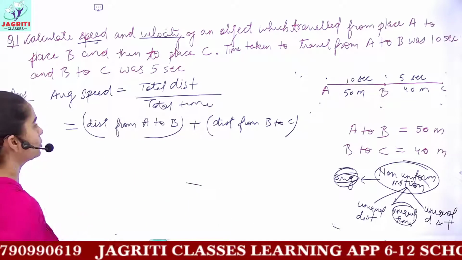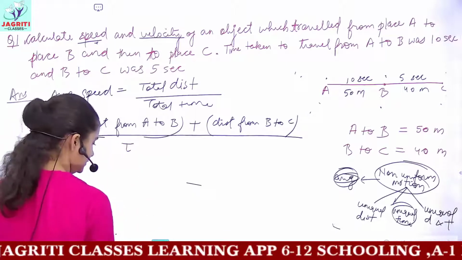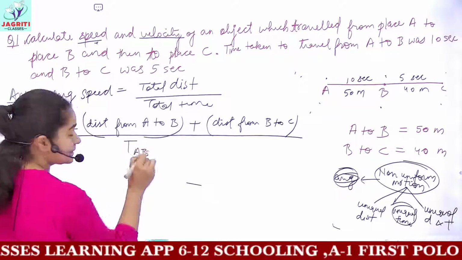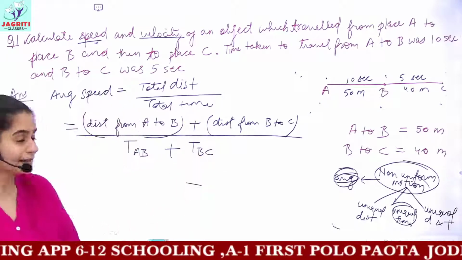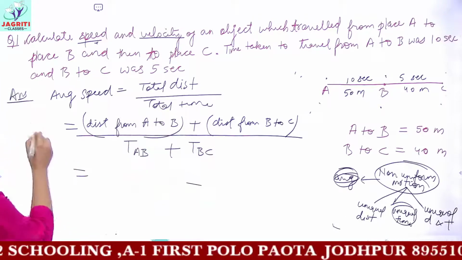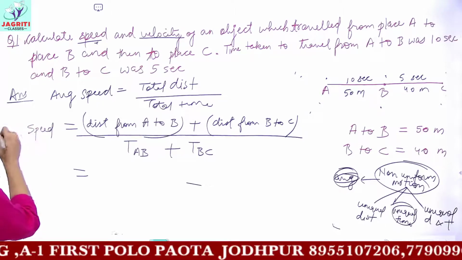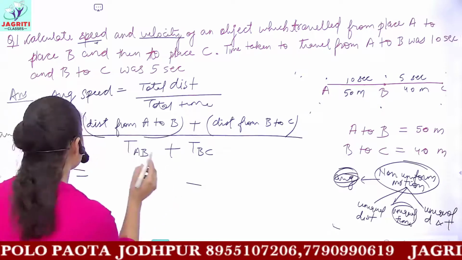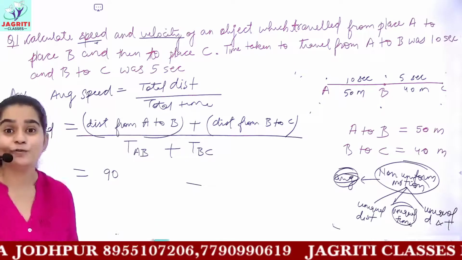This would give you the total distance, and total time would be time required from the place A to B plus you can write T BC. That is the time required to cover the distance from B to C. This would give you the average speed. Now distance from A to B is 50 and the next one is 40. So 50 plus 40 would give you a total distance of 90.